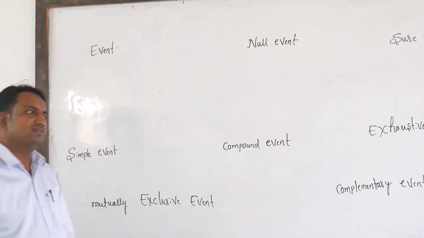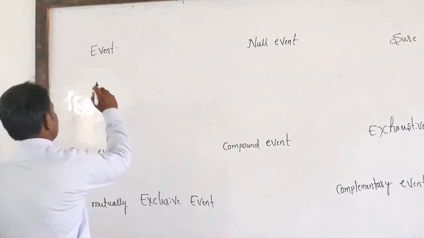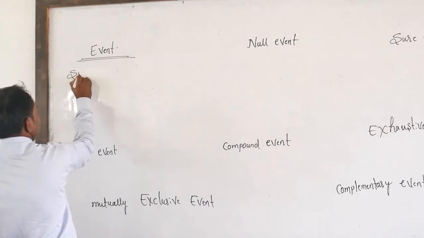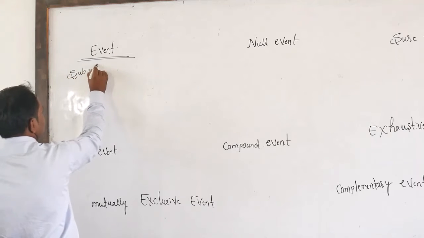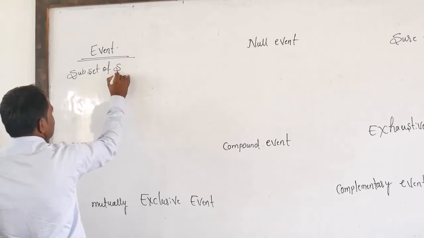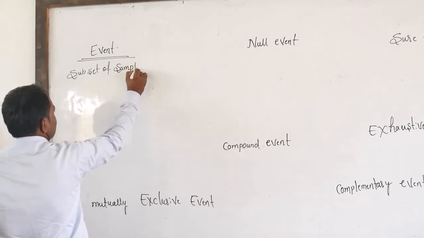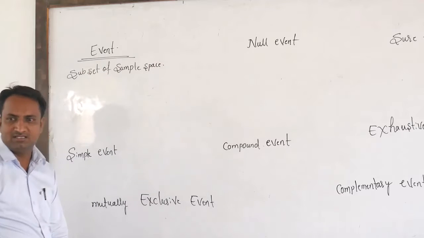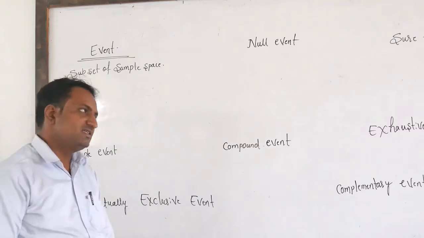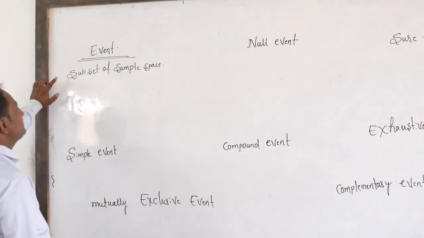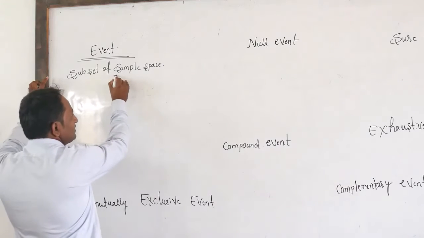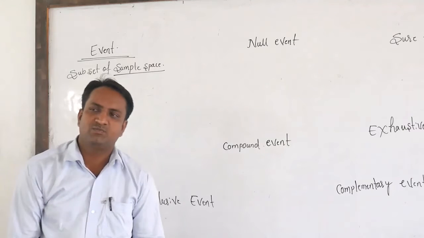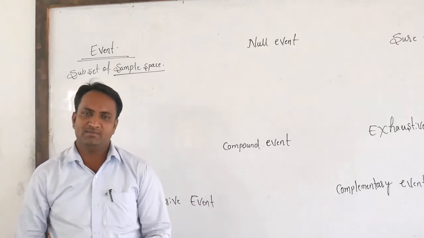Event is a subset of sample space. Here, sample space means the possible results of a random experiment.